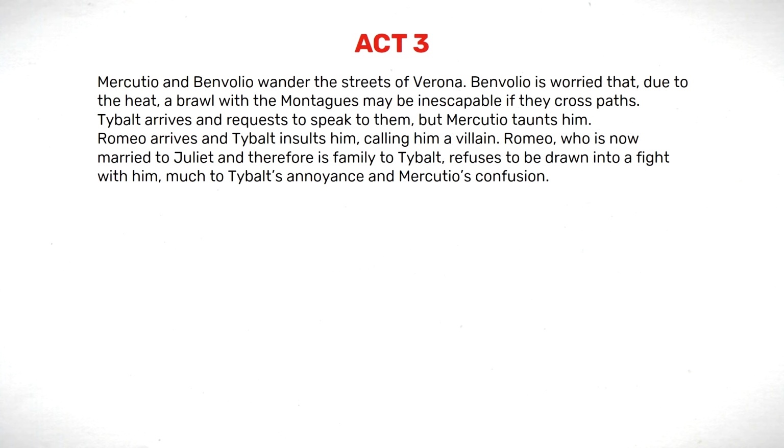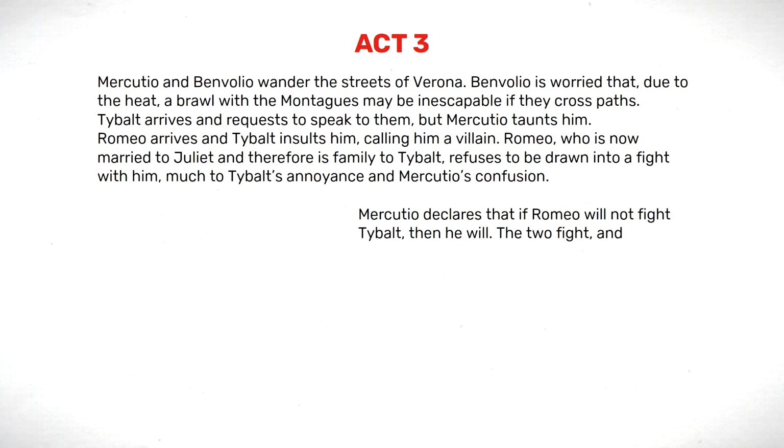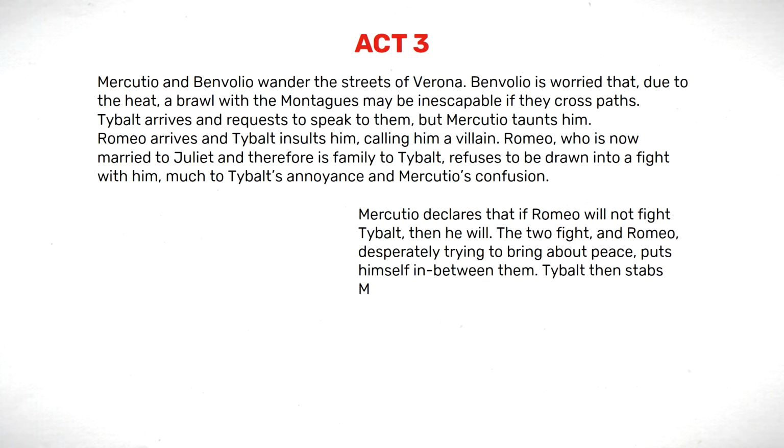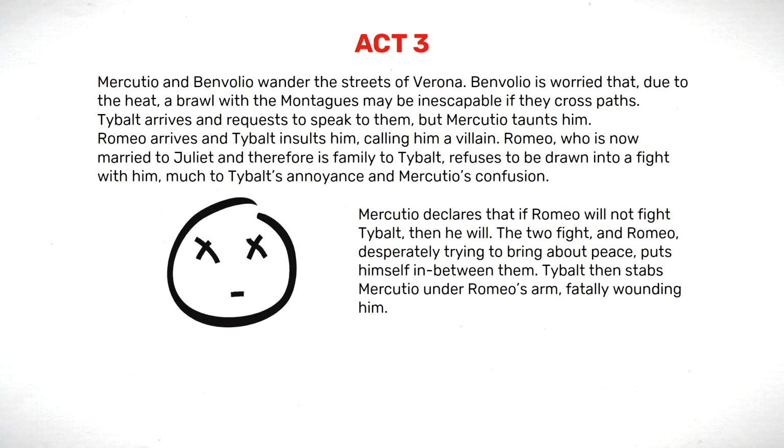Romeo, who is now married to Juliet and therefore is family to Tybalt, refuses to be drawn into a fight with him, much to Tybalt's annoyance and Mercutio's confusion. Mercutio declares that if Romeo will not fight Tybalt, then he will. The two fight, and Romeo, desperately trying to bring about peace, puts himself in between them. Tybalt then stabs Mercutio under Romeo's arm, fatally wounding him.